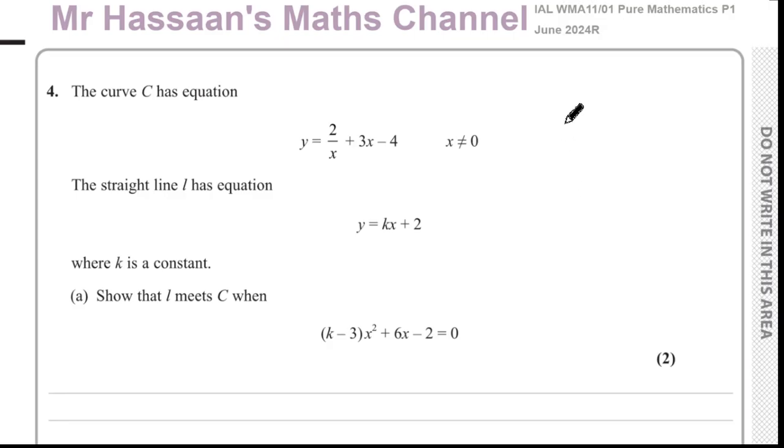I'm now answering question number 4 from the June 2024 replacement paper for Pure Mathematics P1. We have a curve C which has equation y equals 2 over x plus 3x minus 4, where x cannot be 0. The straight line L has equation y equals kx plus 2, where k is a constant. Show that L meets C when (k minus 3)x squared plus 6x minus 2 is equal to 0.